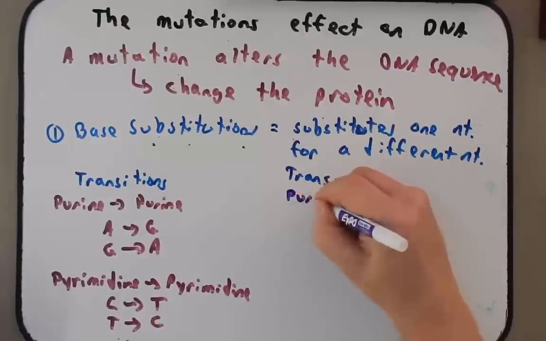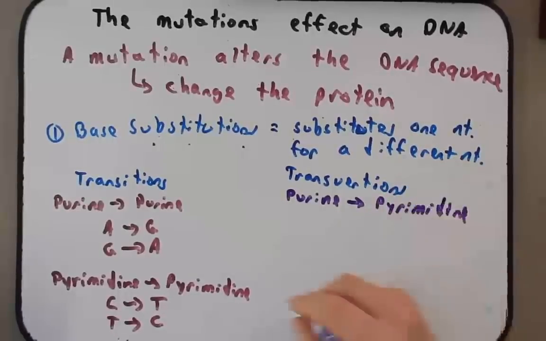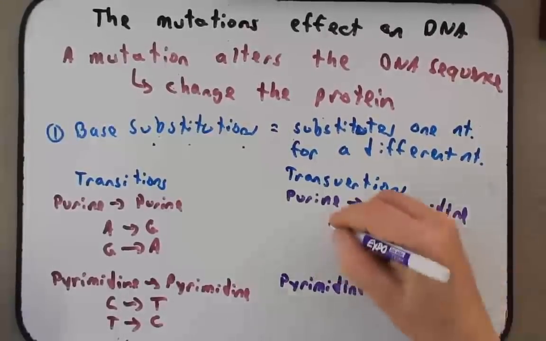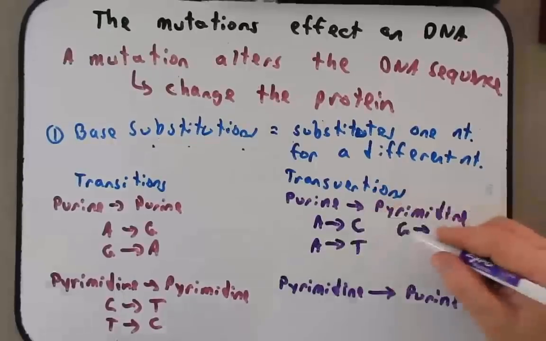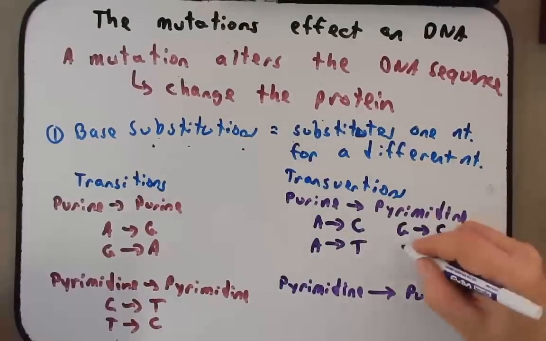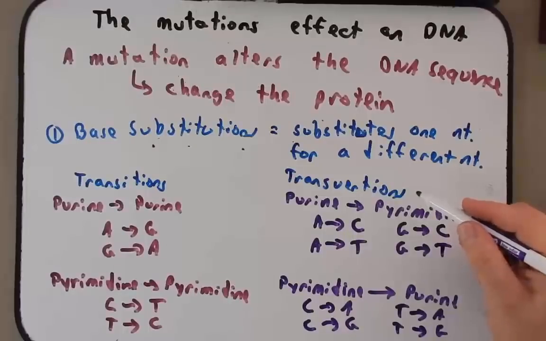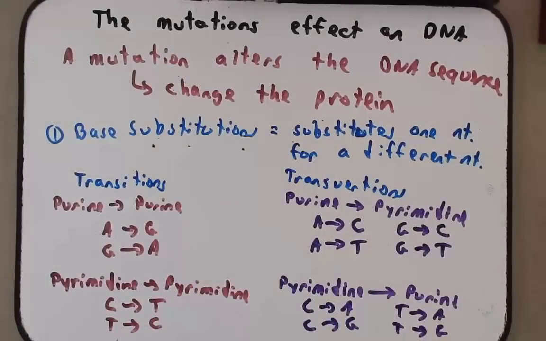Transversions are a little different. They can either be a purine to a pyrimidine, or they could be a pyrimidine to a purine. So purine to a pyrimidine, that would be like an adenine to a cytosine. It could also be a guanine to a cytosine, or a guanine to a thymine. Likewise, the pyrimidines to purines could be to a guanine. They could also be a thymine to an adenine, or a thymine to a guanine. It turns out that transversions are less common and transitions are a little bit more common. The consequences of these changes we'll talk about in a little bit.